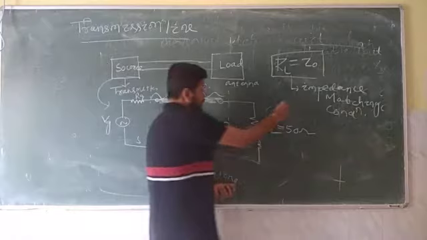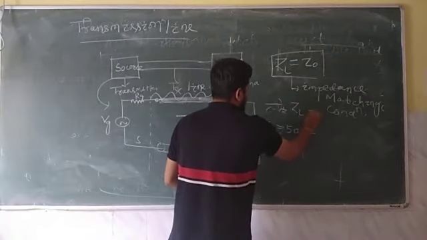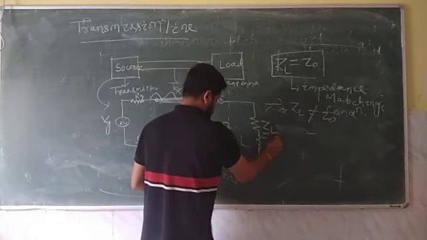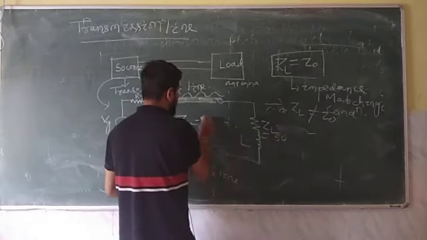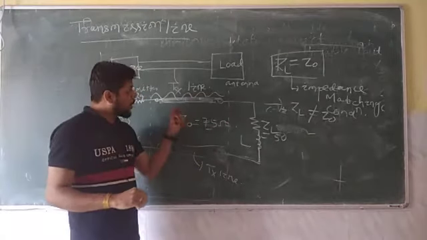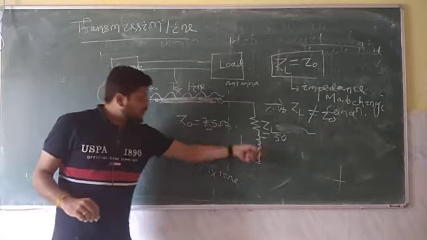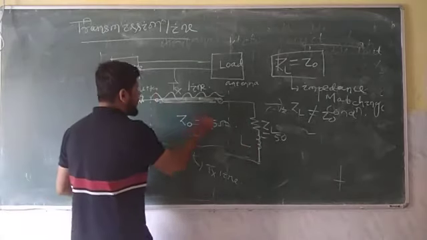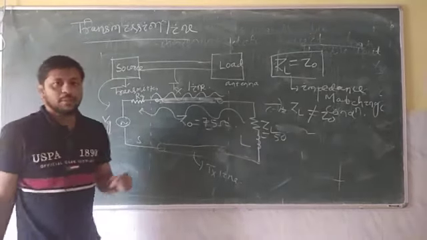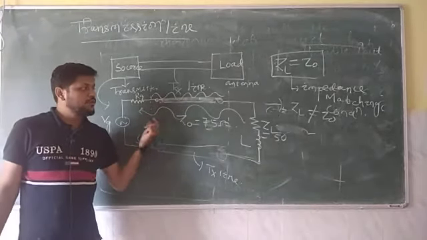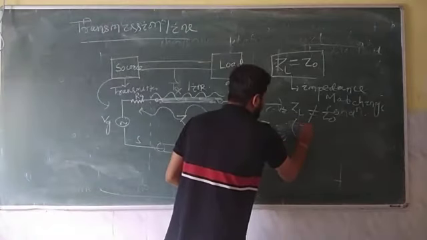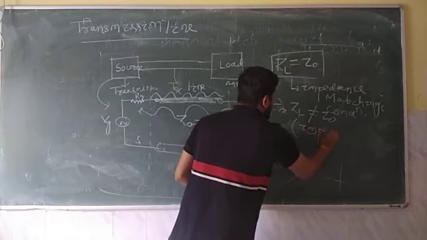But the second condition is ZL not equal to Z0. For example, this ZL is equal to 50, but this Z0 is equal to 75 ohm. Obviously ZL not equal to Z0. So some part of the wave is absorbed by this load, but some part is reflected back to the source. Some part is always reflected back to the source when ZL not equal to Z0. This condition is known as impedance mismatch.